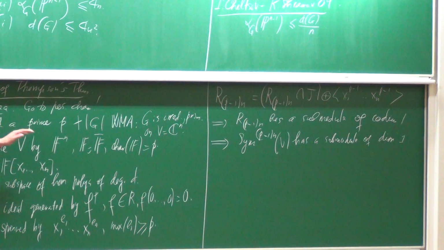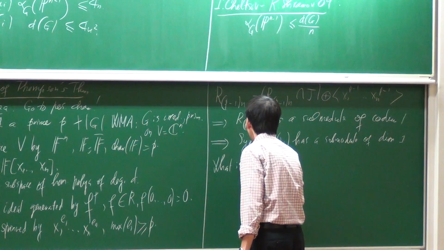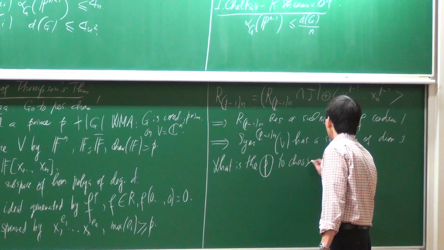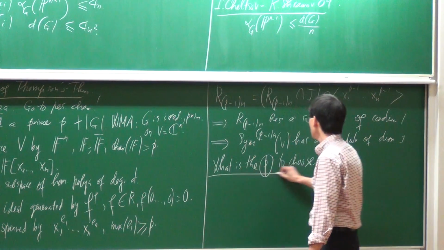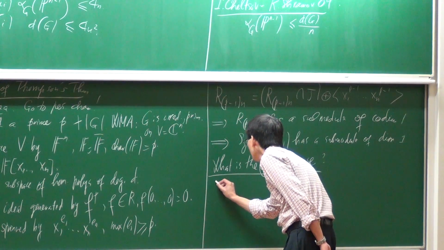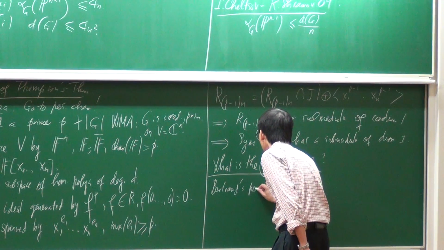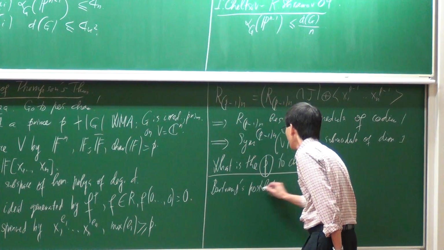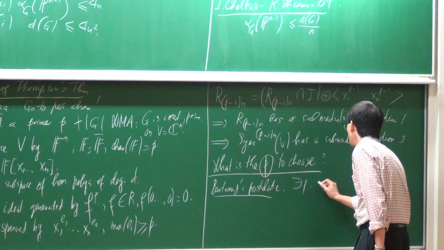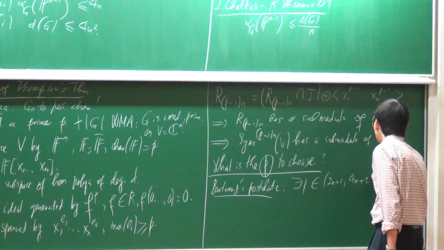Okay, so the point is, what is the P to choose? Well, John said that what you do is you can use the Bertrand postulate. So it says that there is some P, right? P between 2n plus 1 and 4n plus 2.